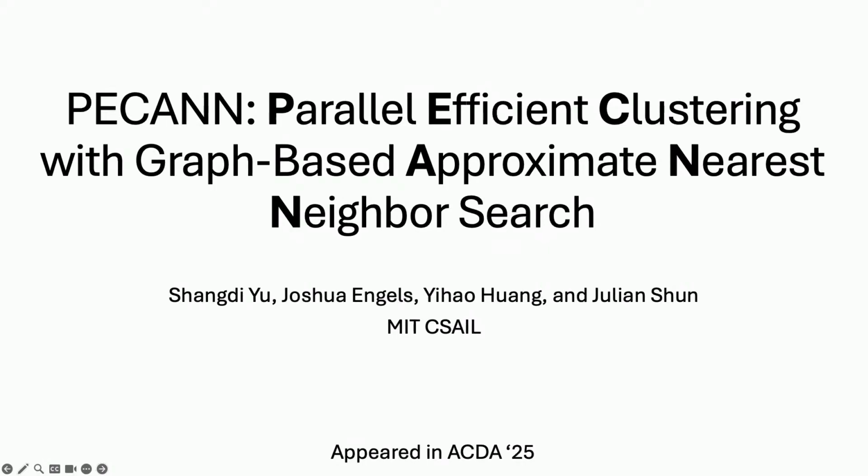So I'm going to talk about PCAN, which stands for Parallel Efficient Clustering with Graph-Based Approximate Nearest Neighbor Search. This is joint work with Shangdi Yu, Josh Engels, and Yihao Huang, all from MIT. This work appeared in ACDA just this past summer, so it's pretty recent work.